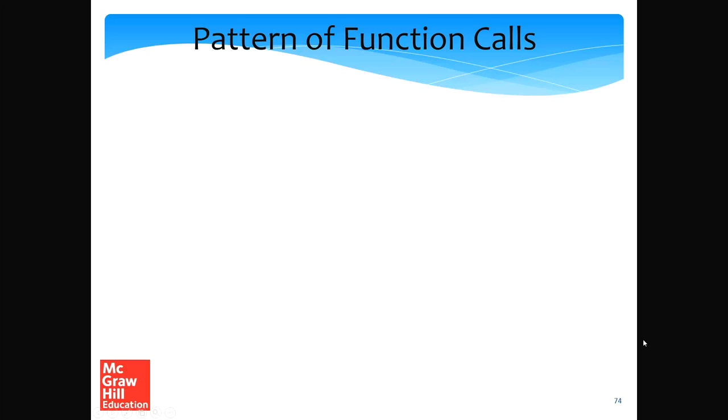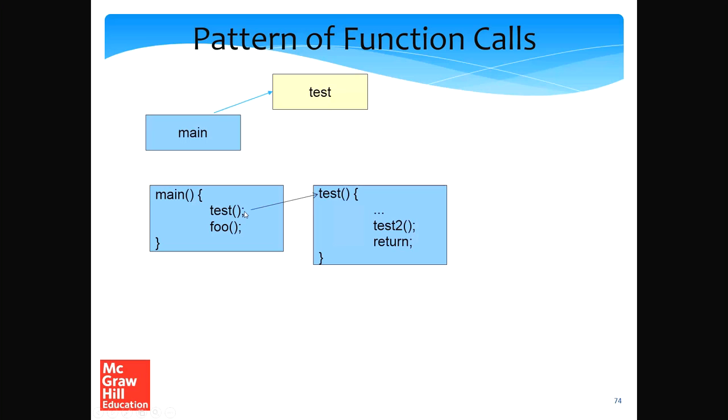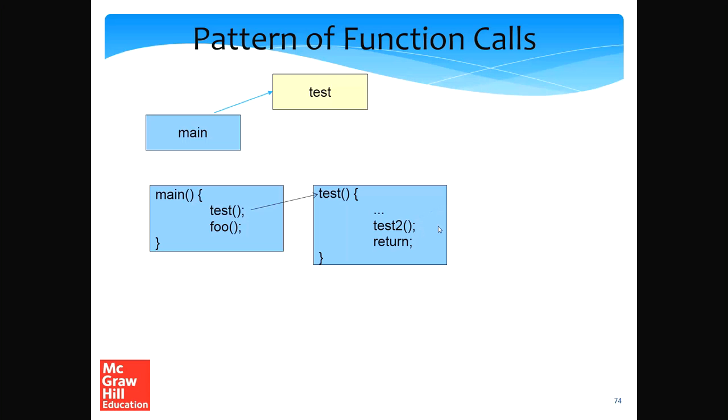Let us now try to look for a pattern of executing function calls and see if there is something that can be done to actually represent this information better and also create activation blocks very easily. So let's consider a main function which calls two other functions, test and foo. Let main call test, so the activation block of test will be created, and let test call test2, so the activation block of test2 will be created. Once test2 is done, it will return, so the activation block of test2 is not required anymore, so it can be destroyed. And once test is done, test will return, so the activation block of test is not required anymore, so it will be destroyed.